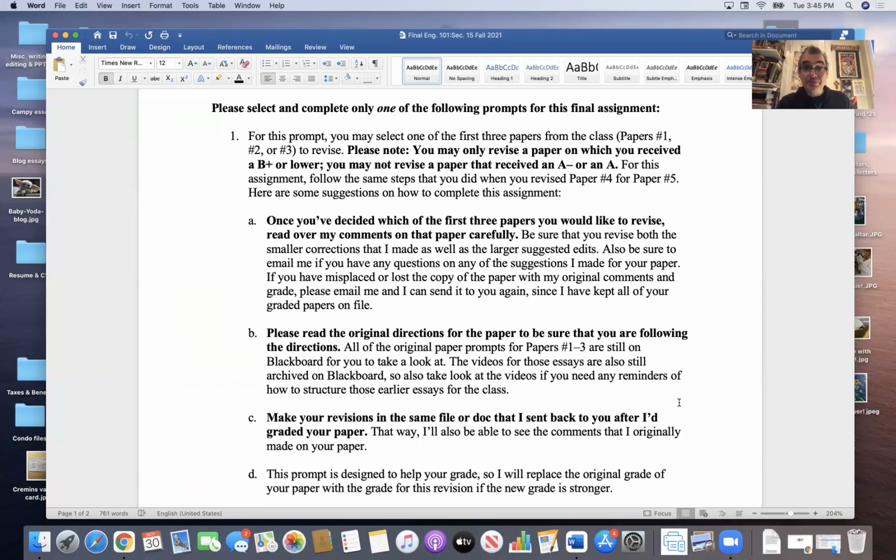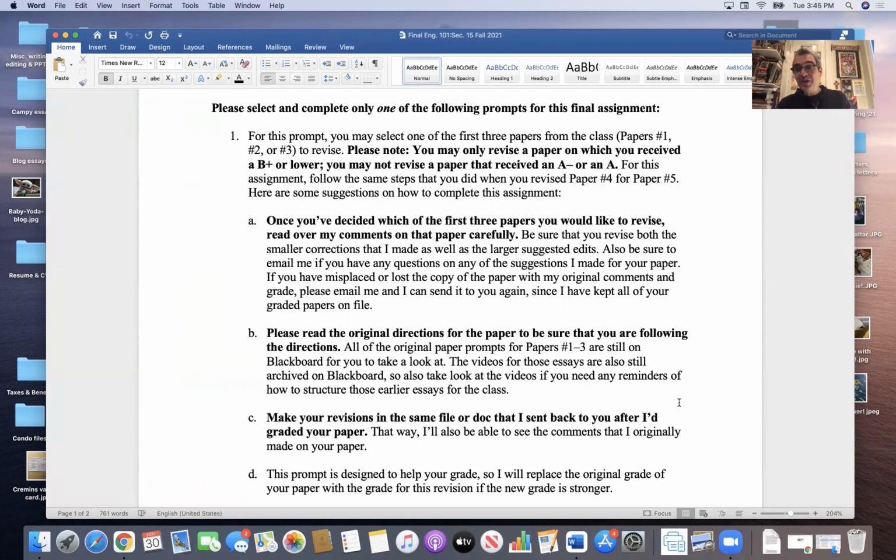So you're picking one of them. Now, for the revision option here, it has to be a B+ or lower. If it's an A or A- paper, there's no reason to revise that. Even a B+ probably doesn't have a lot that needs to be changed in it. But I put that in there because I occasionally have a student with a B+ paper that wants to make additional changes, but nothing in the A range.